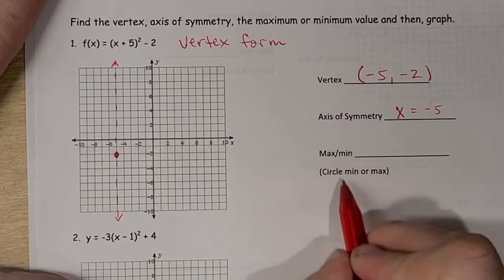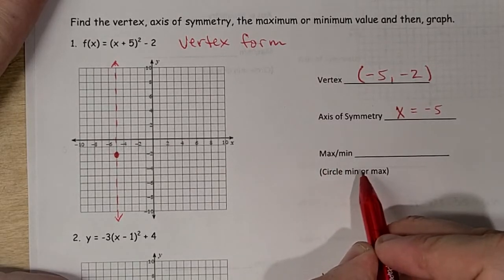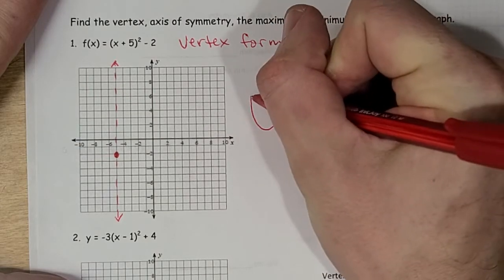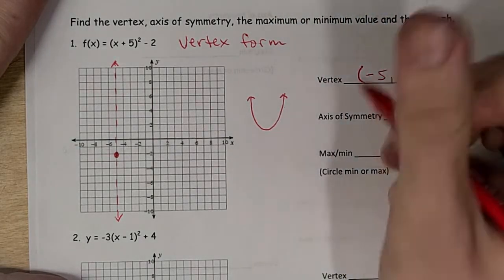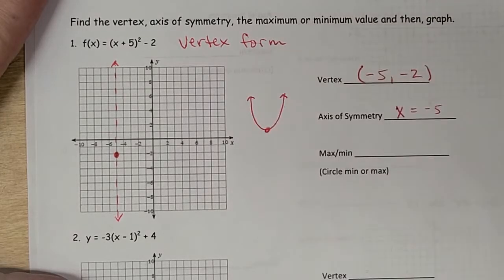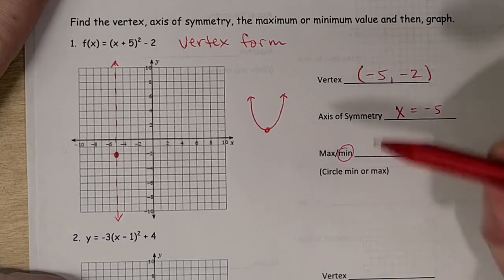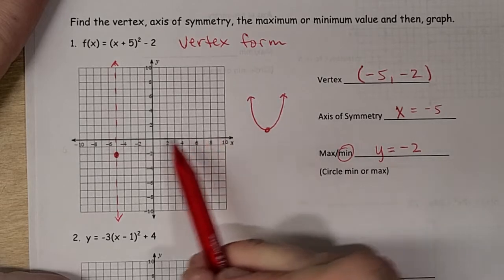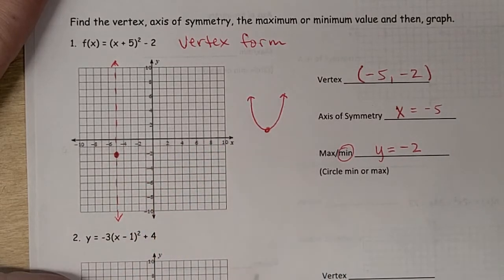Now max or min, first you need to tell me, is it a max or a min? Well, since this opens up, I don't know exactly what this looks like except for that it's going to open up. So the vertex is going to be at the bottom. So that is a minimum. And then if we're talking up or down, minimum y value. Y value is up and down, therefore my smallest y value is going to be -2.